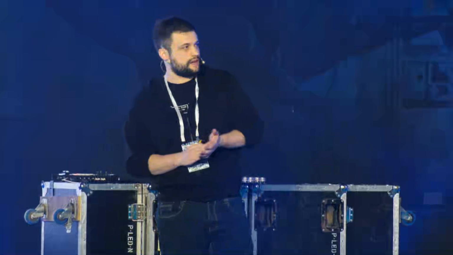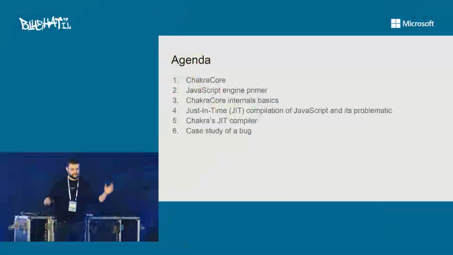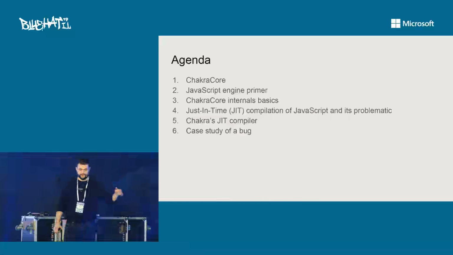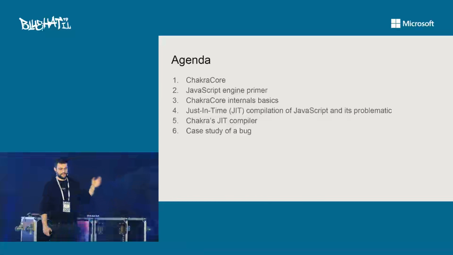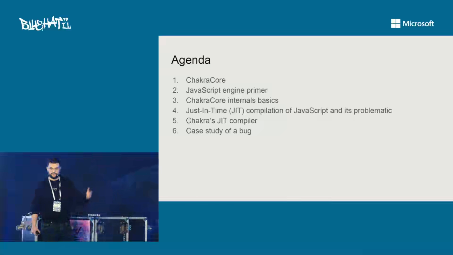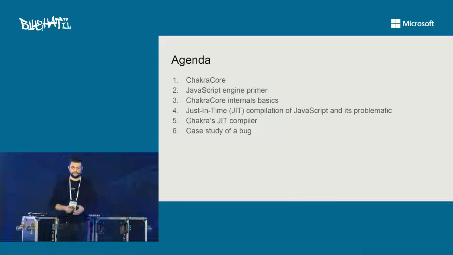So the agenda for today: I tried to make the talk accessible to anyone, those who do not have any kind of experience with JavaScript engines and those who do. We'll do a quick intro of what Chakra Core is, some primer about JavaScript engines, and some of the internals basics. And then we'll go into just-in-time compilation and the problematic of just-in-time compilation for JavaScript. Then I'll talk specifically about the JIT compiler that's inside Chakra, and we'll finish by walking through an exploit that I submitted to MSRC last year.